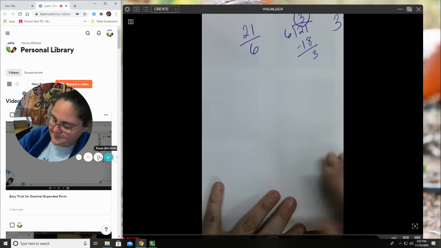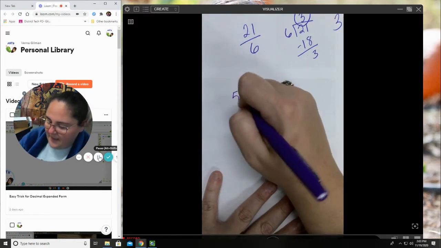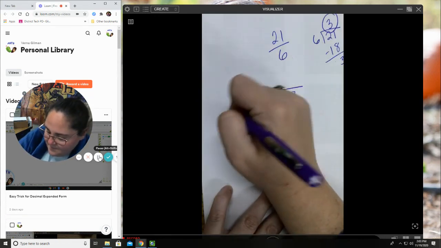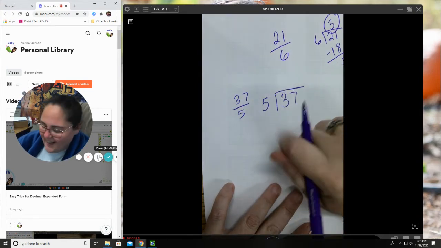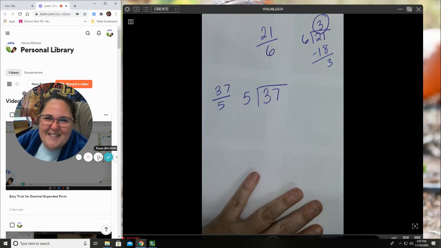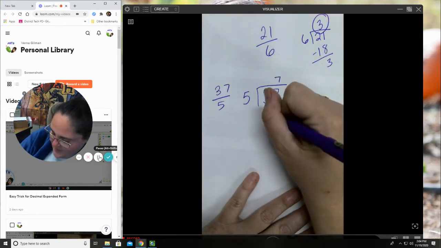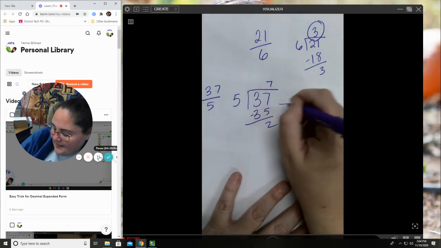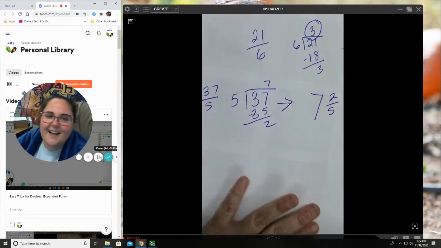Let's do another one. Sorry, improper fraction first. 37/5. All right, now do 37 divided by 5. What's your answer? 7. 7 times 5 is 35. 2 left over. So in order to write this, you're going to do 7 2/5. That's what you would do.